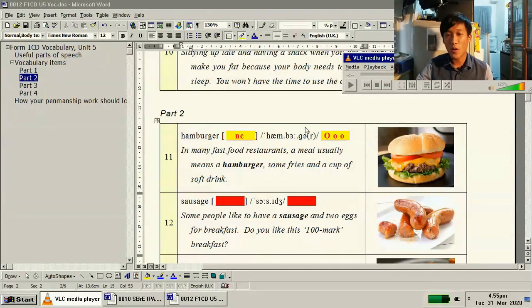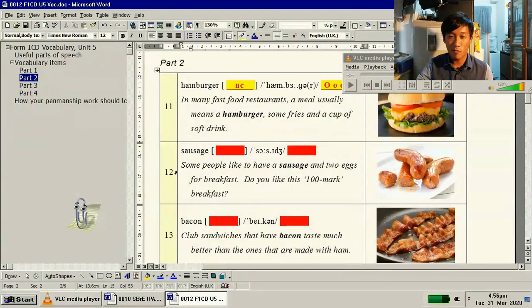So reading the IPA will help you read words better, and when you hear some people say a word differently from the way you pronounce it, then you can check the dictionary and read the IPA, and this is very good. So continue. Item 12.